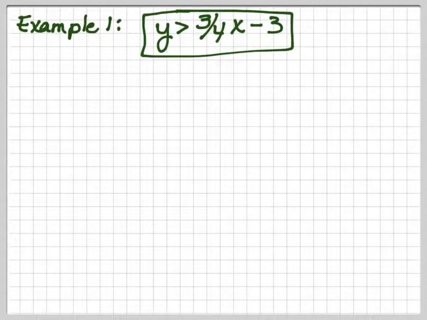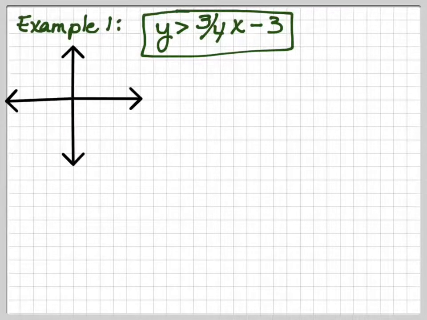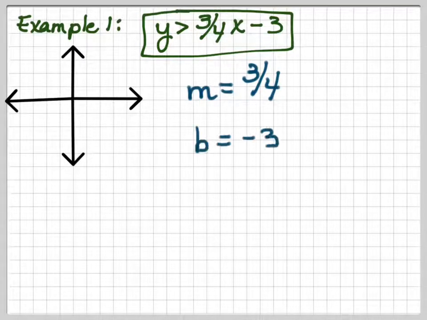Okay, so let's get this first example going. So we have y equals 3/4 x minus 3. So here's our graph started. The slope is 3/4 and the y-intercept is -3. Step one is to identify your slope and your y-intercept. So now we're going to plot our y-intercept, which is -3, and then we're going to use that to count up 3 and to the right 4.